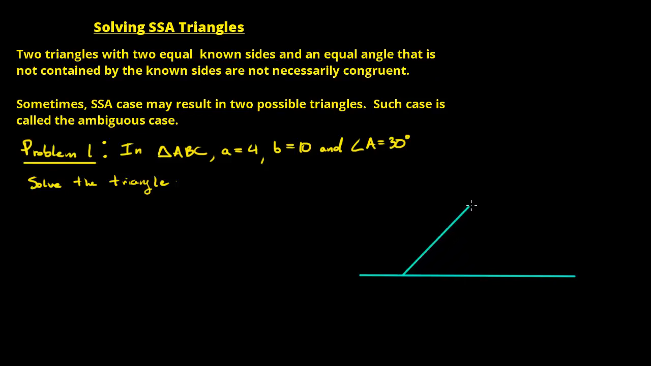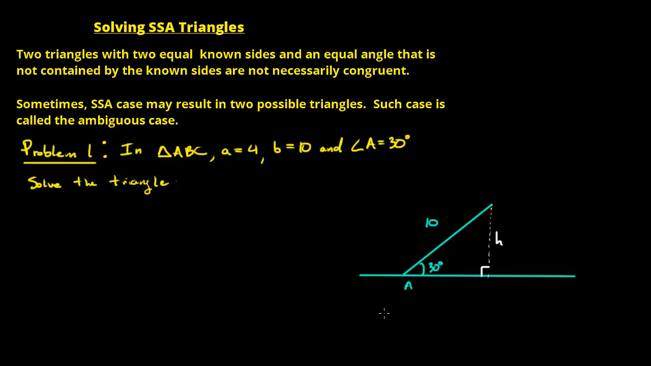So let's suppose that this is angle A, and this is 30 degrees, and that would mean that this is side b, and this would be 10 units here. And we know that a is 4 units. Another thing that I'm going to label here is the height. Now, the height of the triangle is this dimension here. I can calculate the height, so let's call that h.